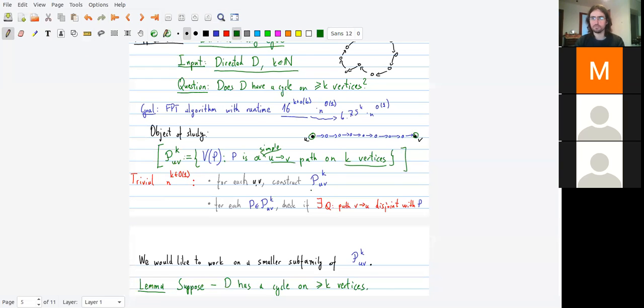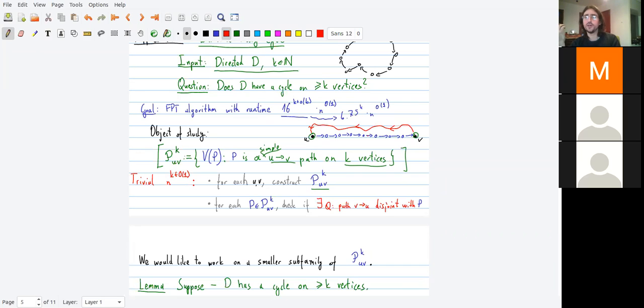I just brute force construct all those families, and for each path looking like that, I check whether I can go back from V to U using a path that is disjoint with the path P. So I look whether I can go from V to U using a path Q that is disjoint from P, of course disjoint apart from sharing the endpoints. So a trivial algorithm would be to go through all the possible K paths in my graph. There are n power K of them. And for each of them, check whether there is this back path.